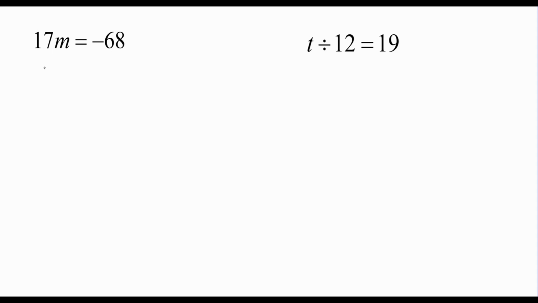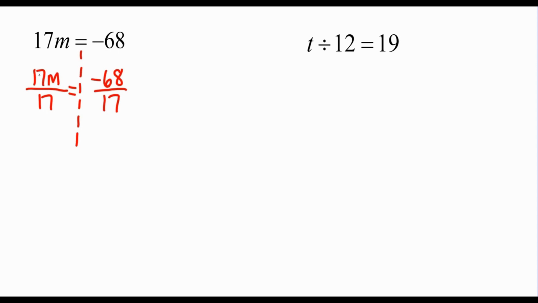A couple more. 17m equals negative 68. So again, divide my equation into its two parts. 17 times m equals negative 68. This is multiplication, so I want to undo that. So the opposite of multiplying by 17 is dividing by 17. So I'm going to divide both sides of this equation by 17 to solve it.